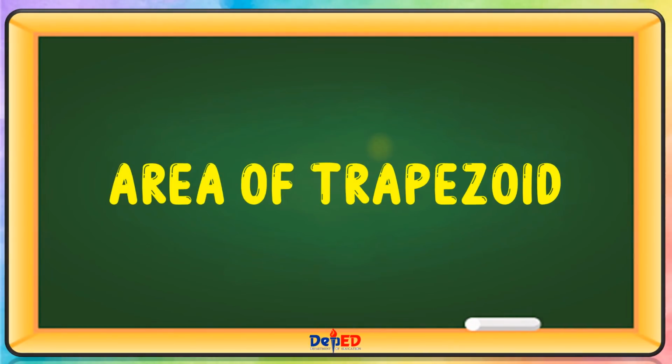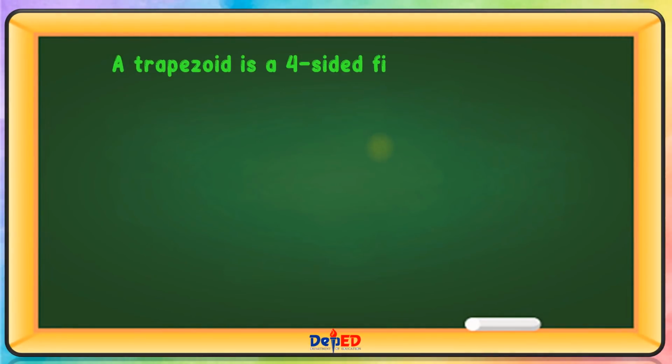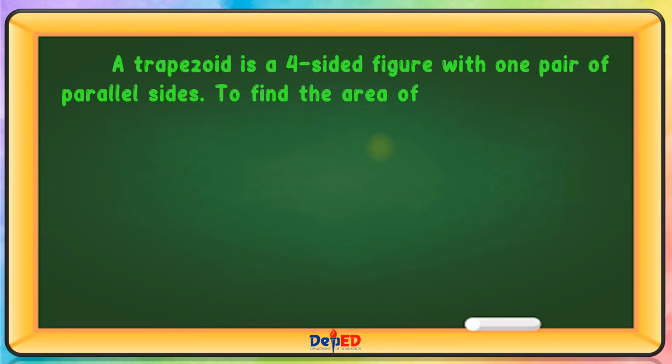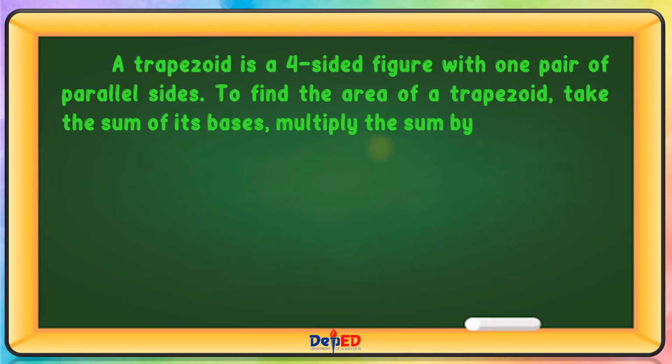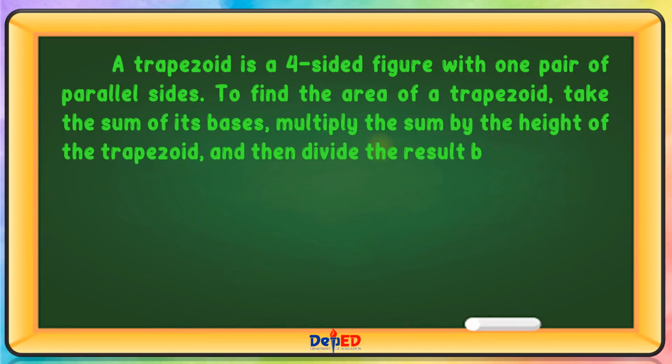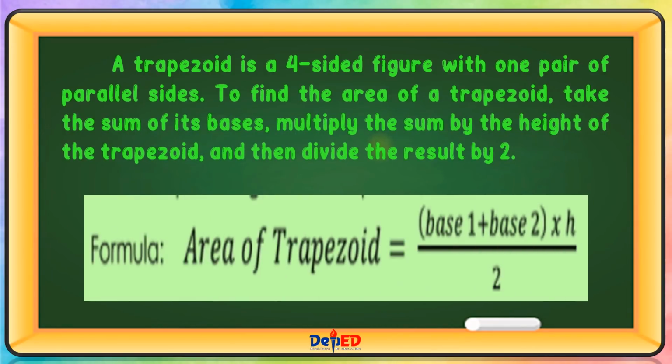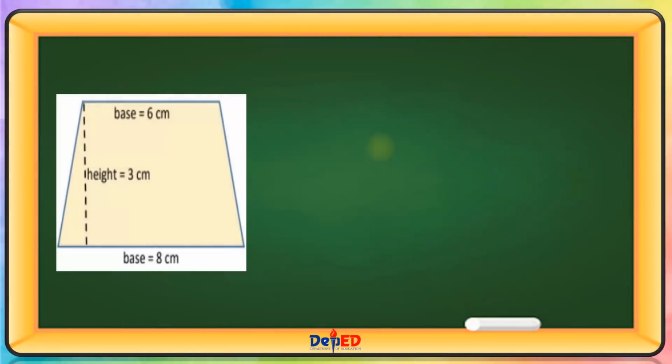Area of trapezoid. A trapezoid is a four-sided figure with one pair of parallel sides. To find the area of a trapezoid, take the sum of its bases, multiply the sum by the height of the trapezoid, and then divide the result by 2. Area of trapezoid: base 1 plus base 2 times height divided by 2.